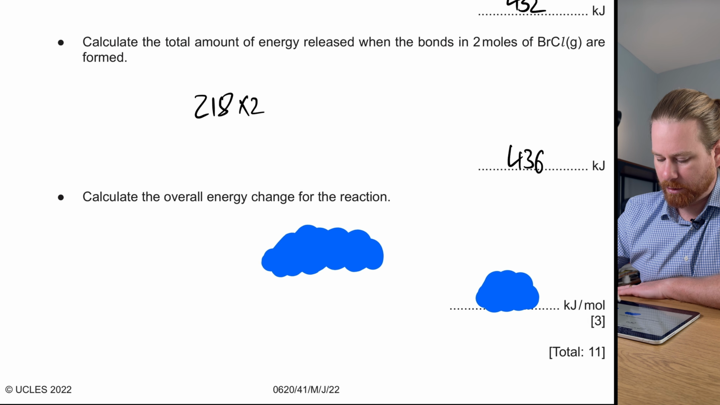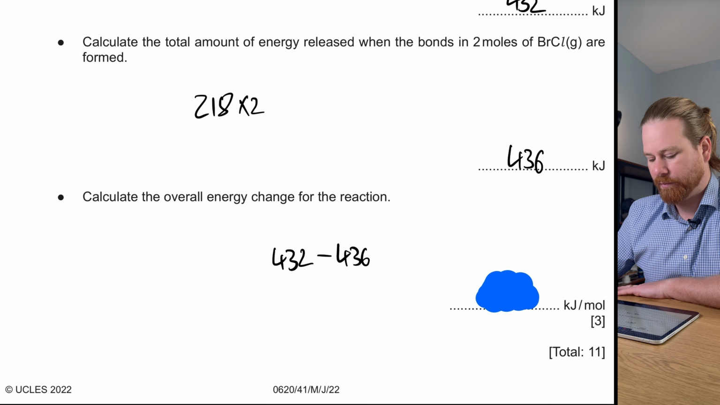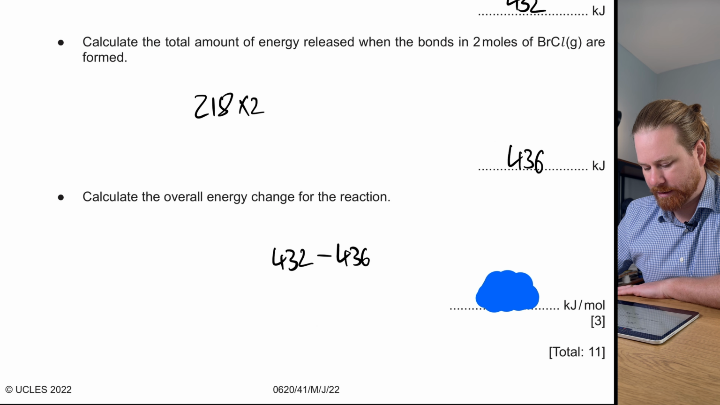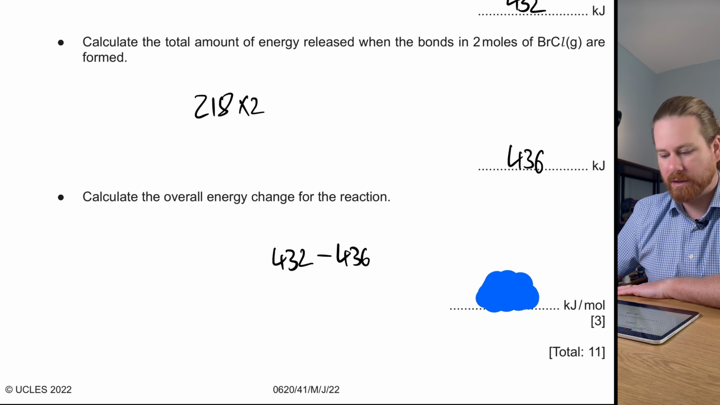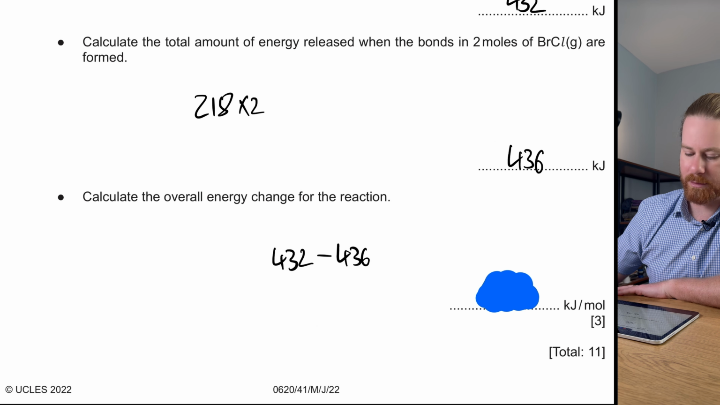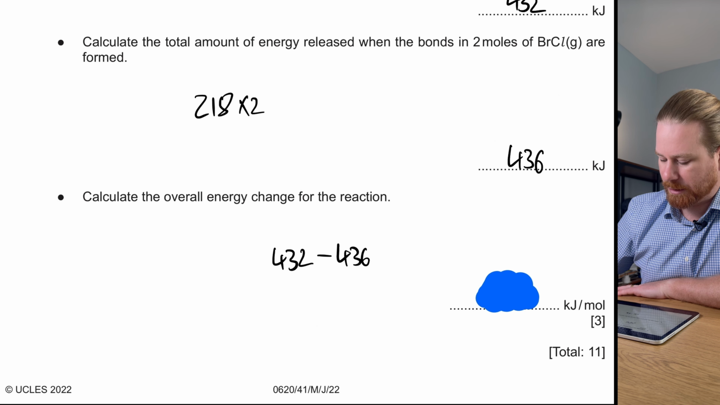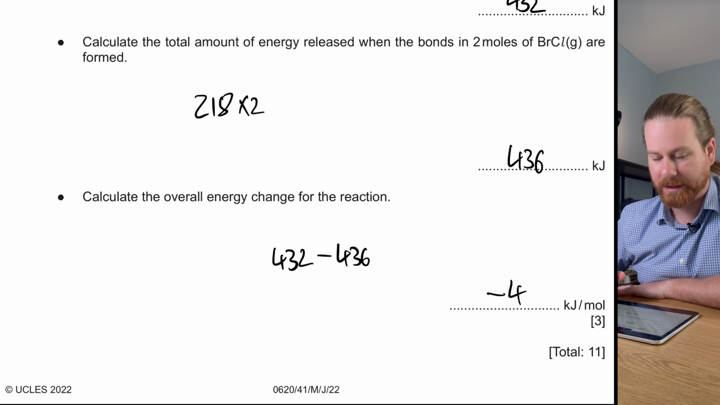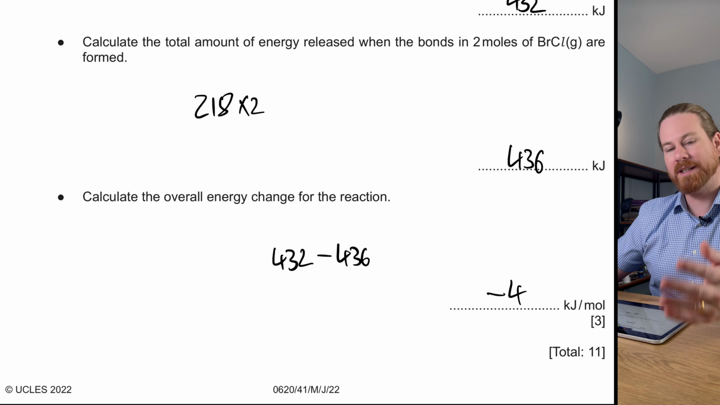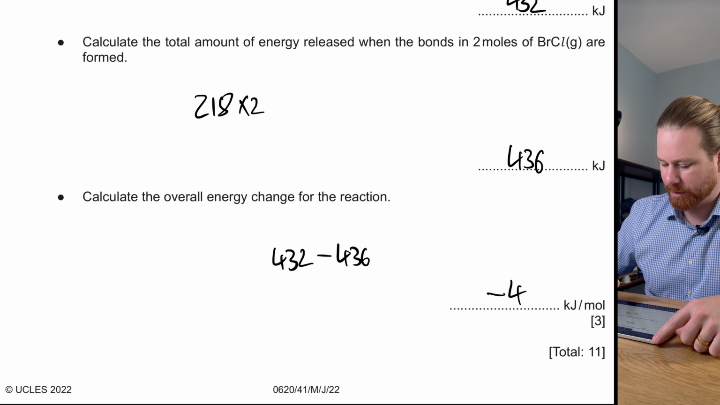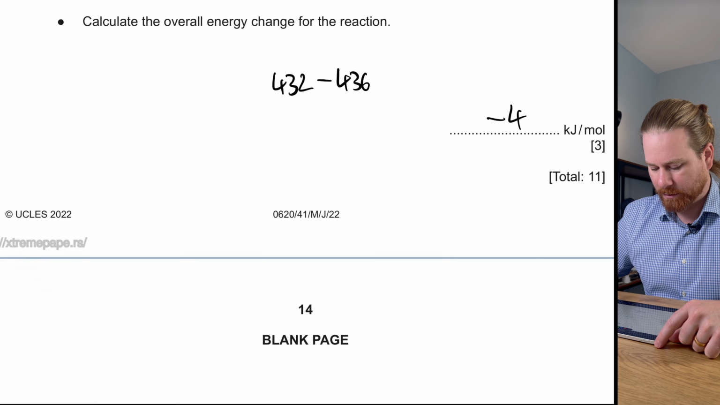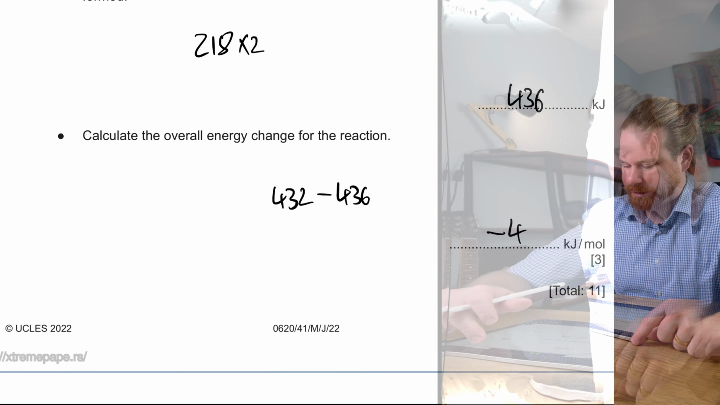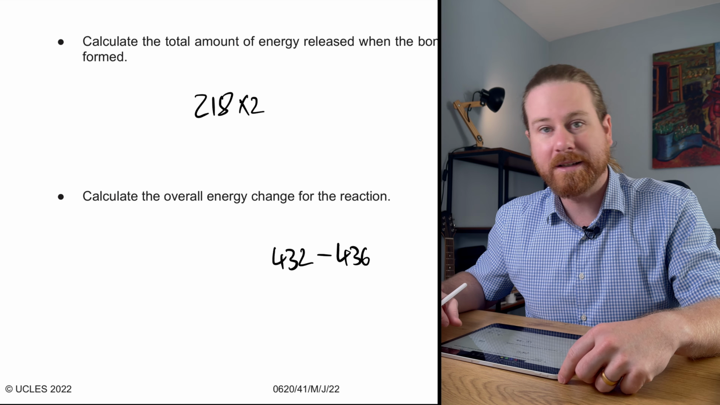Then calculate the overall energy change for the reaction. So it is the energy needed to break the bonds minus the energy released from the bonds being formed. It's always in that order. And our answer is -4. So from this we know that it is an exothermic reaction because of this minus. So only slightly exothermic.